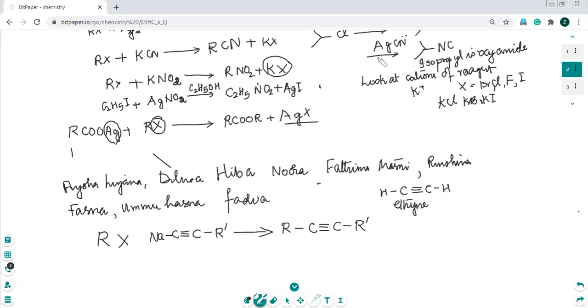Now this one, if you react this with sodamide, sodium amide, this is prepared from sodium in liquid ammonia. Sodium is reacted with liquid ammonia, liquid NH3. You'll get sodamide. If you react, this NH2 minus will capture this proton.